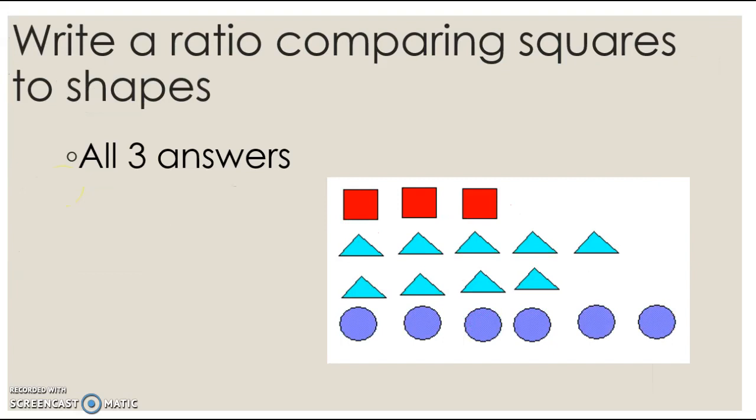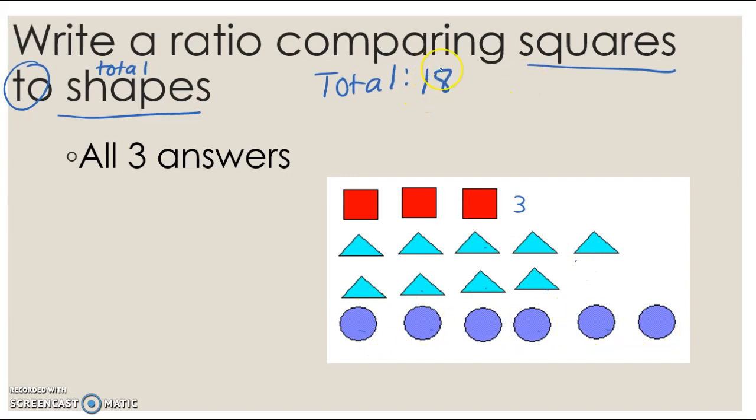Here it says write a ratio comparing squares to shapes. Now here shapes is a little bit less specific. Squares is actually talking about these 3 squares here. Shapes is all shapes. So this is considered a part to whole ratio. So we need to figure out how many total shapes there are. So this is the total amount. So if we were to count all of our total shapes, we've got 3, 4, 5, 6, 7, 8, 9, 10, 11, 12, 13, 14, 15, 16, 17, 18. We have 18 total shapes.